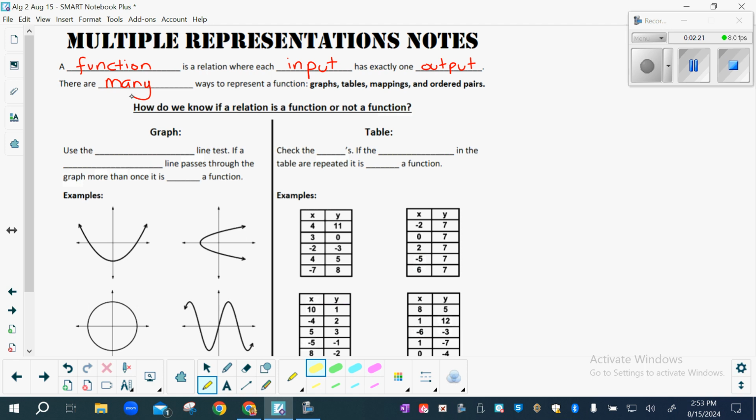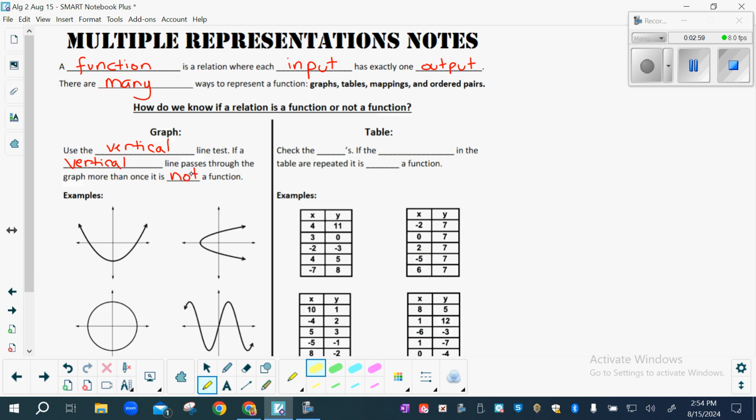Okay, so how do we know if a relation is a function or not a function? So for a graph, what do we do to check whether something is a function or not a function? Vertical line test. Show me with your hand what a vertical line looks like. That's right, straight line up and down. So if a vertical line passes through the graph more than once, it is not a function.